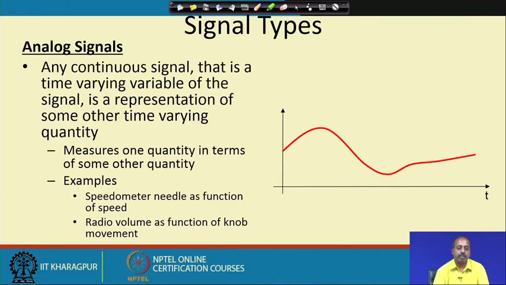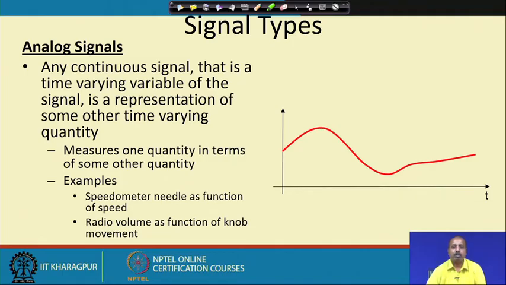So, any continuous signal that can be represented by a time varying variable is an analog signal, and it is a representation of some other time varying quantity. So, time is one parameter, and this time varying quantity is what we want to represent. For example, if we are representing the distance covered by a train, with the passage of time we can find out the distance covered, and if that distance is sensed by some sensor, it is going to come to us as some voltage value.